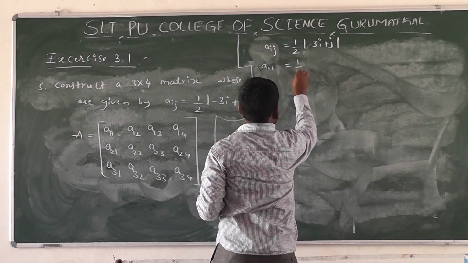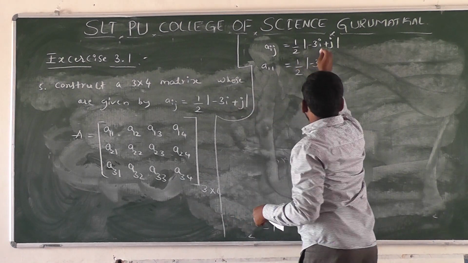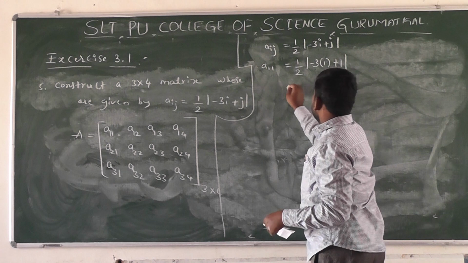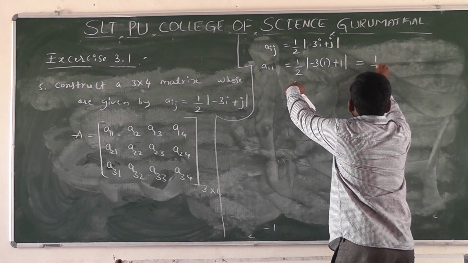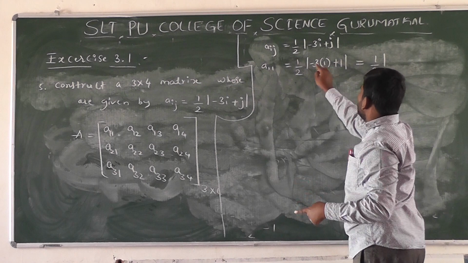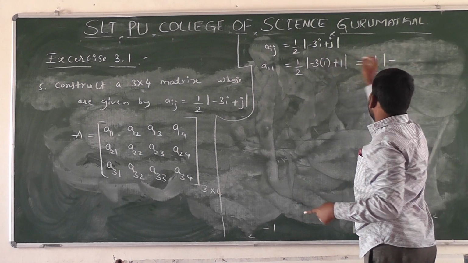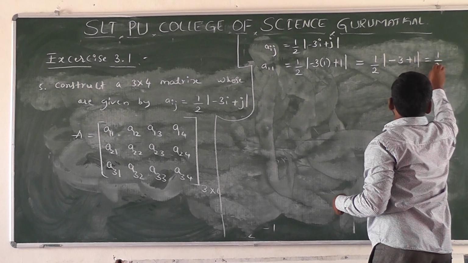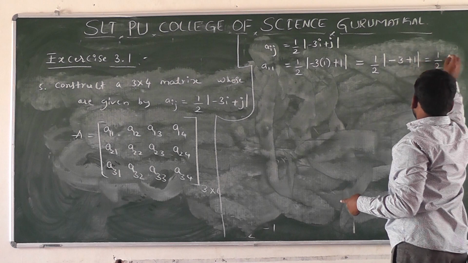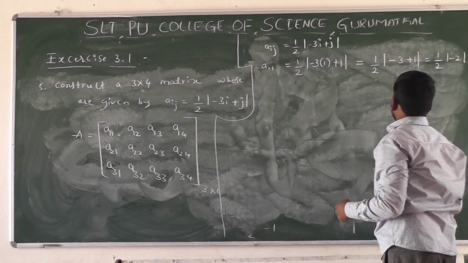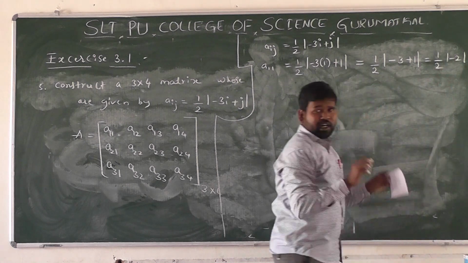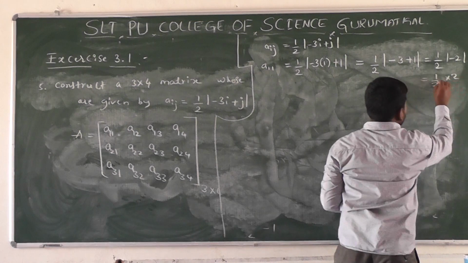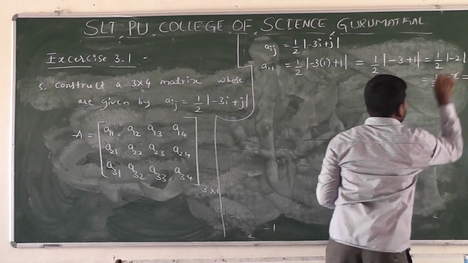1 by 2 modulus of minus 3 into 1 plus 1. Okay. So 1 by 2, here minus 3 into 1, minus 3 ones are 3. Minus 3 plus 1, right? Here same 1 by 2, modulus of minus 3 plus 1, how much here? Minus 2. Right? Here modulus of minus 2 is nothing but 2. 1 by 2 into 2, how much here? 2 ones are 2, they get cancelled. Remaining is 1.